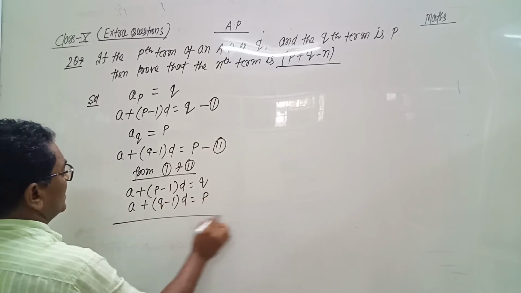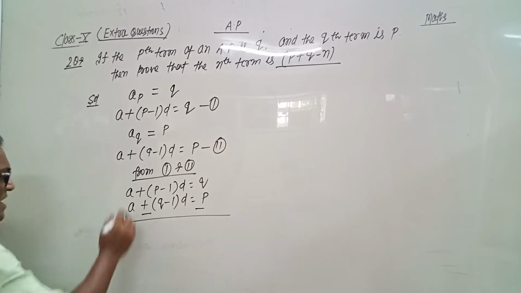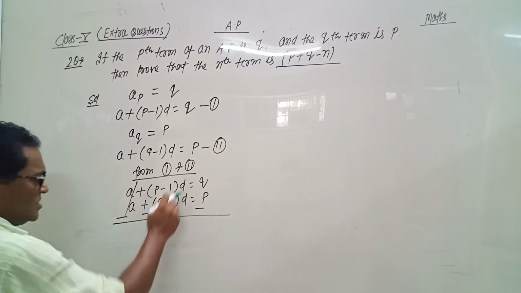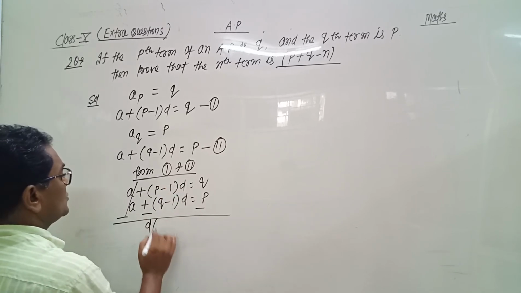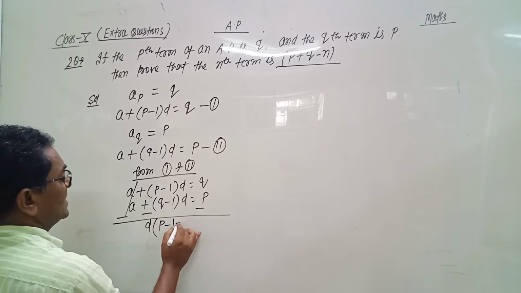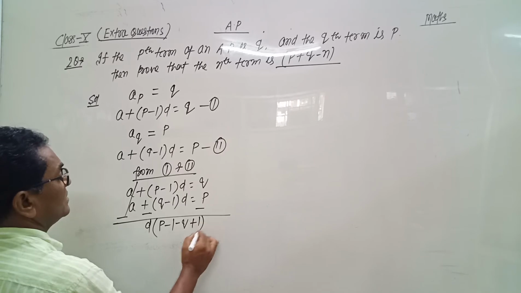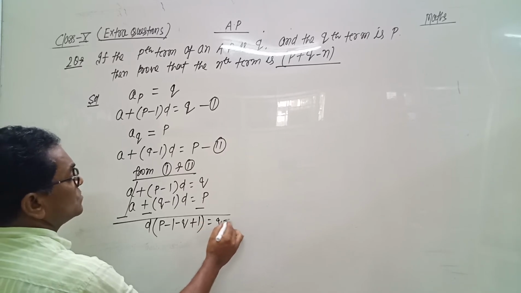p. Subtract, change the sign, a and a cancelled from these two terms. d is common. So we get (p minus 1 minus q plus 1) d equals q minus p.